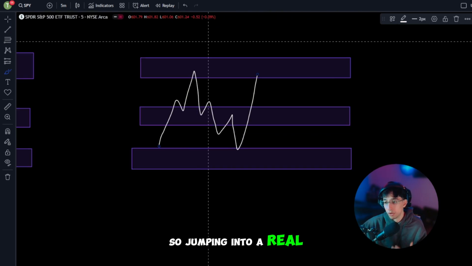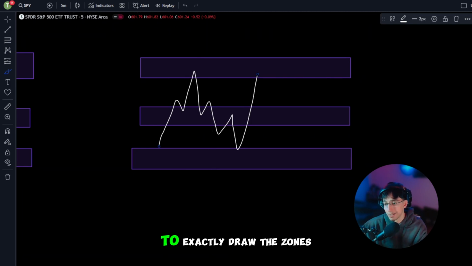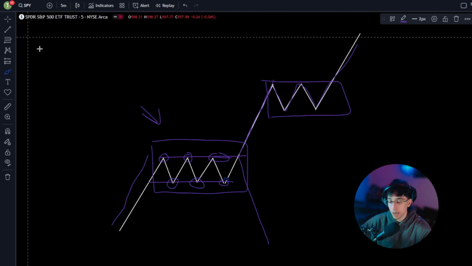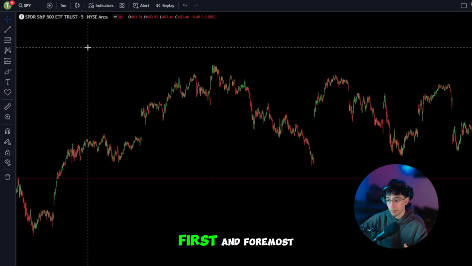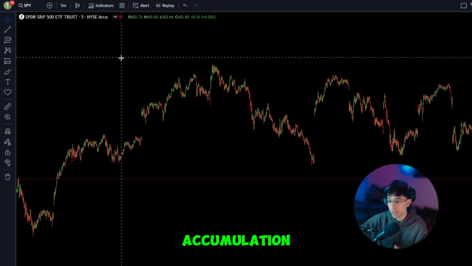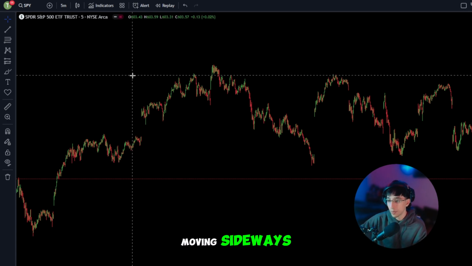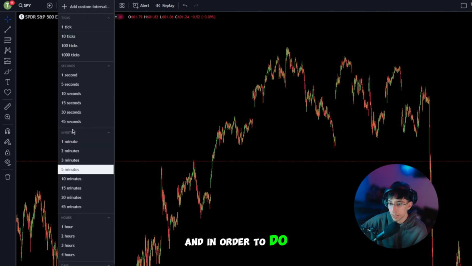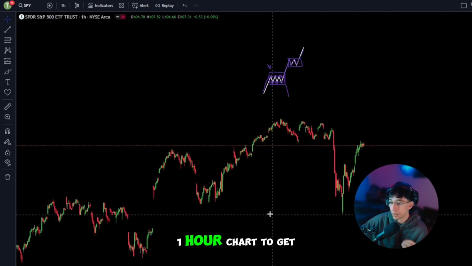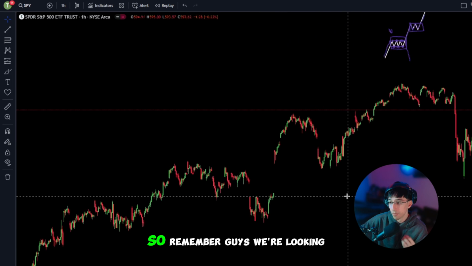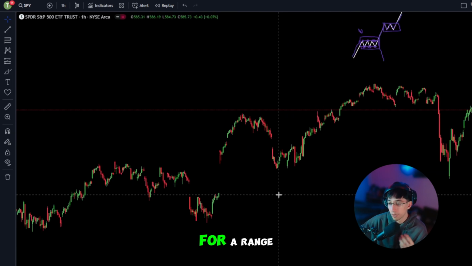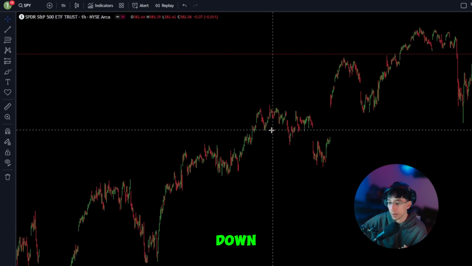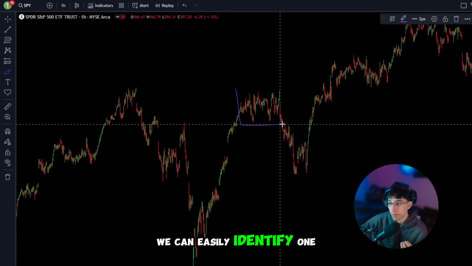So jumping into a real chart, I'm gonna show you guys how to exactly draw the zones and how to implement this strategy in a trade. Coming into our chart here, first and foremost, you're going to want to identify an accumulation phase where a stock is moving sideways or is beginning to move sideways. And in order to do this, you're going to want to typically hop on the 1 hour chart to get a clear picture. So remember guys, we're looking for a range where price is moving sideways after a leg up or down. We can easily identify one right here.